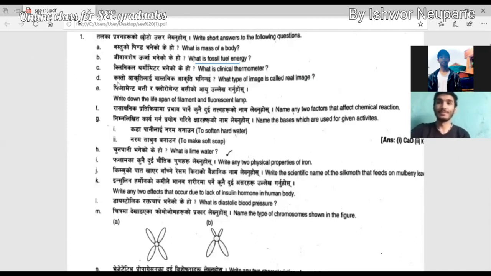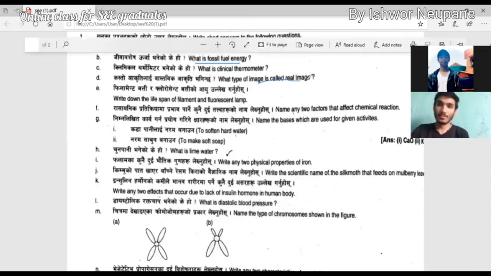Now we are going to discuss number D. What type of image is called a real image? So how do you define a real image? The image that is obtained on the screen is called a real image.